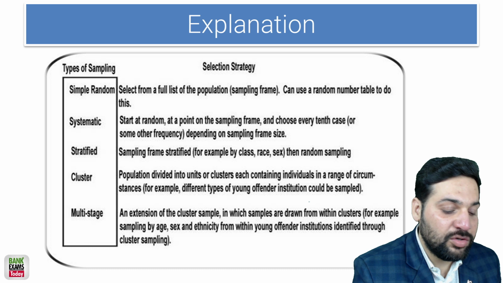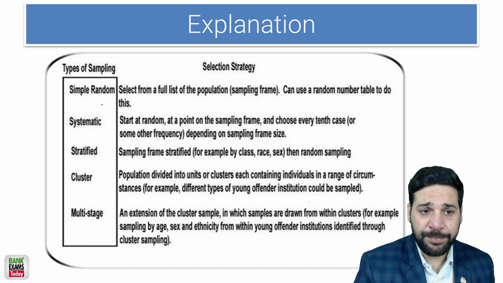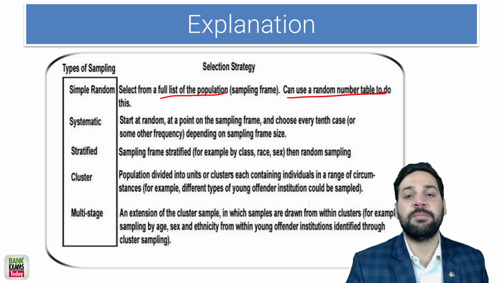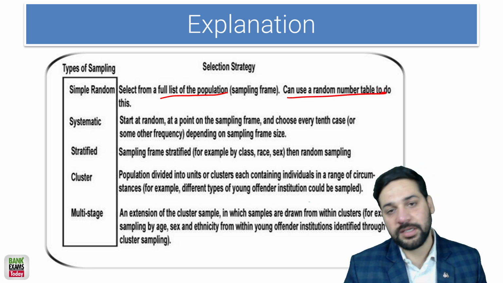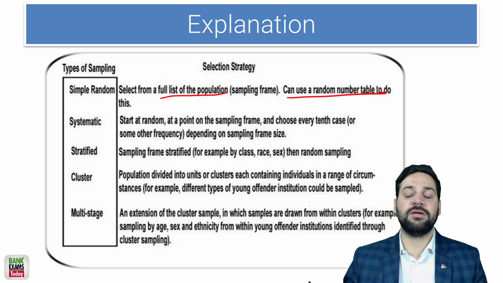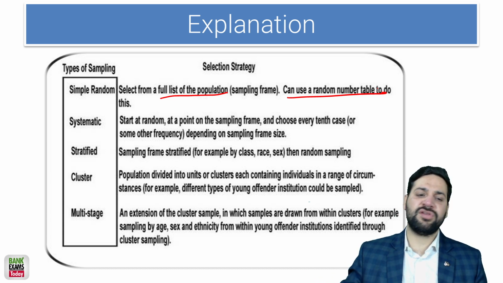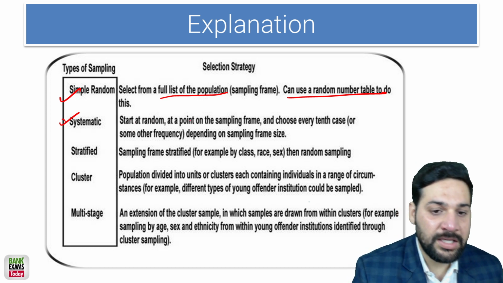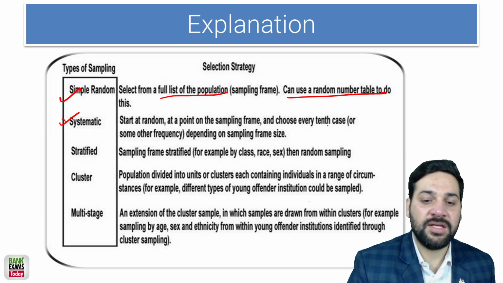That is mutually exclusive. So simple random sample, select from a full list of population, use a random number. Good example is Tambola, right? From 1 to 100 number, you are selecting, sometimes it is 67, 64, 65. So it is simple random sampling. Systematic, start at a random point and choose every 10th case or whatever.